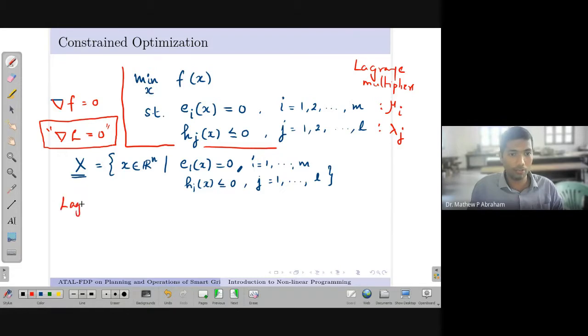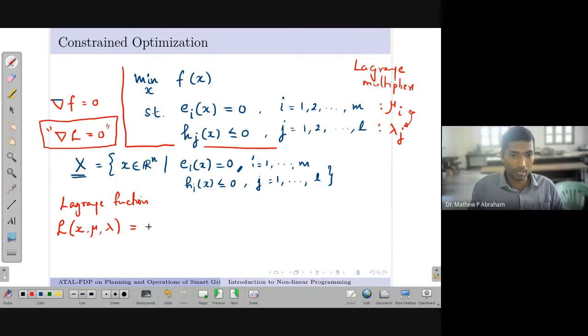Now I am going to define the Lagrange function. It has the variable x, which is the decision variable, and the additional variables, the Lagrange multipliers. So we have x, mu, as well as lambda. This Lagrange function is the objective function plus the Lagrange multipliers times the constraints. It is very easy: the objective function f of x plus Lagrange multipliers times these functions.